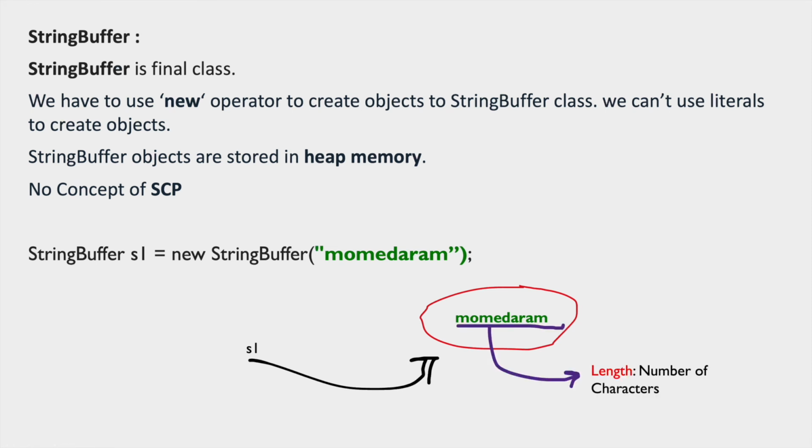And one more important point is capacity. The capacity is nothing but how many characters this StringBuffer object can have. In the String class, there is no concept of capacity because String objects are immutable in nature. That means the length and capacity of a String object will be the same. But in StringBuffer, objects are mutable in nature. So the length will be the number of characters present in the StringBuffer object, and the capacity will be how many characters it can have.